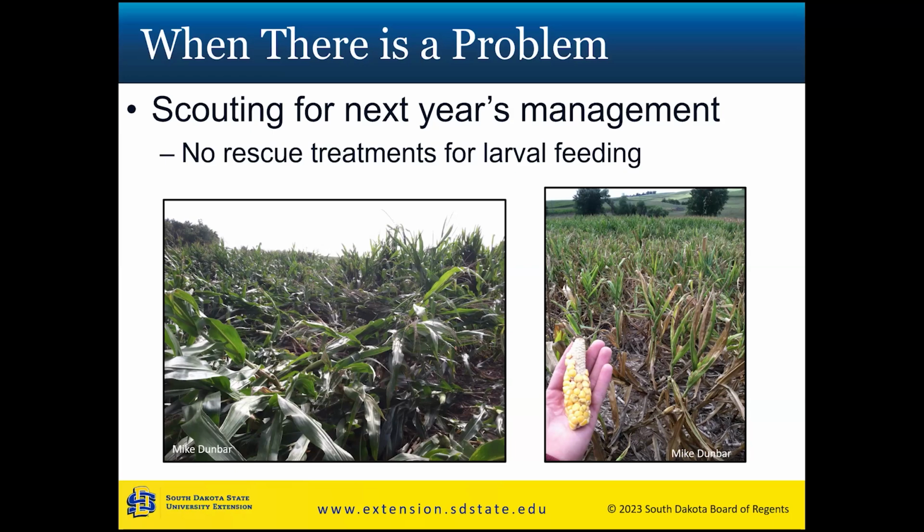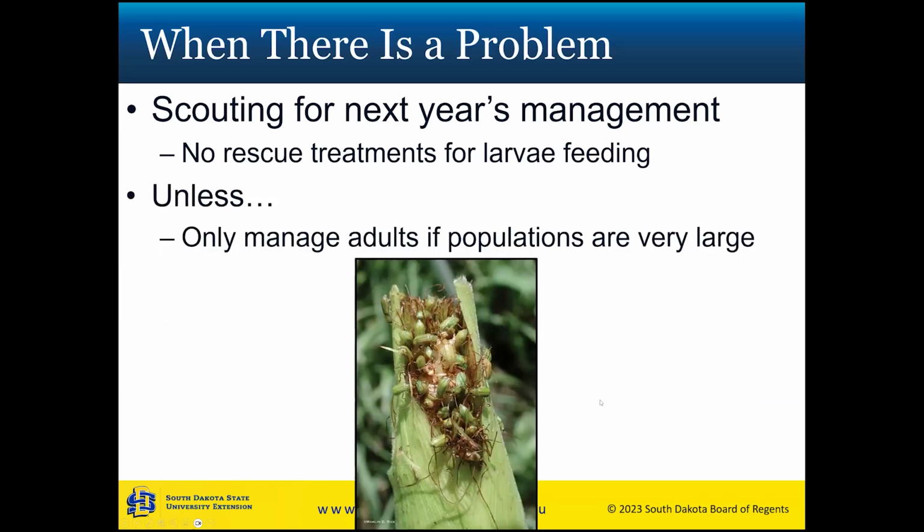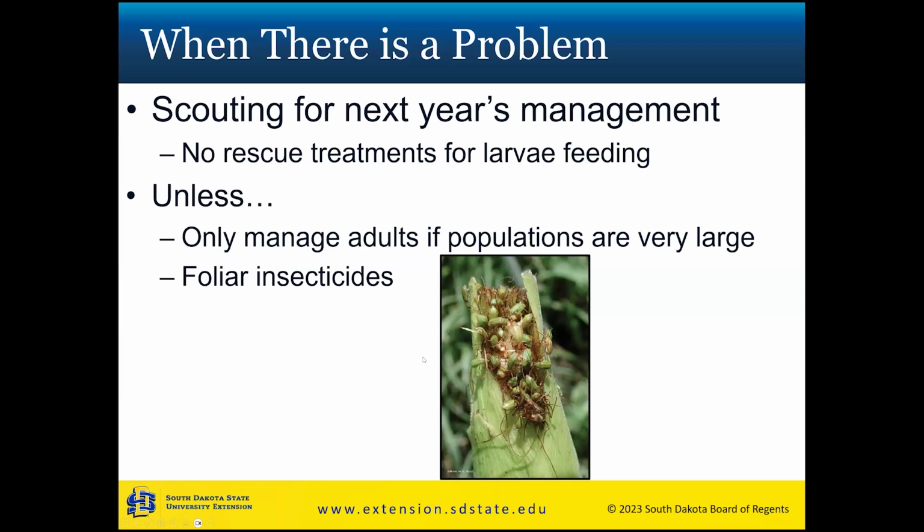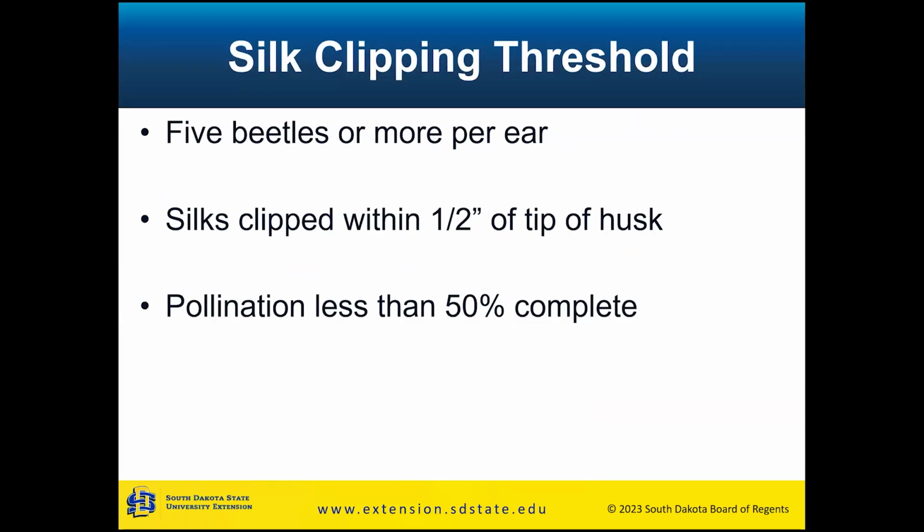And so not only can we have lodging issues, but as I mentioned, the reduction in root material causes reduced nutrient and water flow. We also have poor ear development. And I also said we don't really worry about the adults, but there are cases where we have very large populations of the adults in the field, and sometimes we need to manage them, especially if they're feeding on the silks. Foliar insecticides work well for this. It has historically been called beetle bombing, if you go out and spray the adults to knock the populations down.